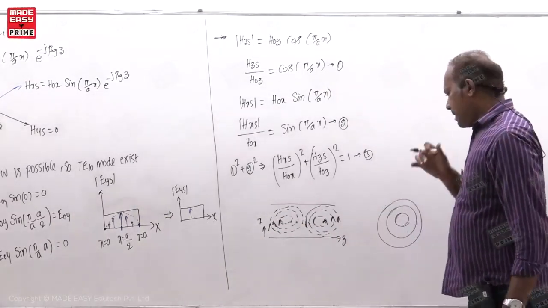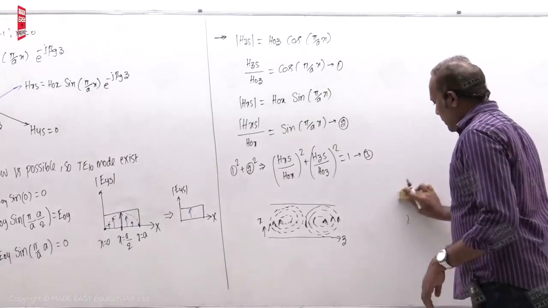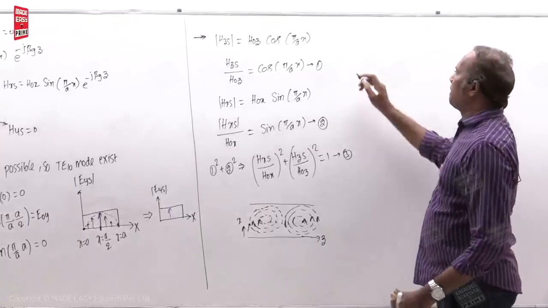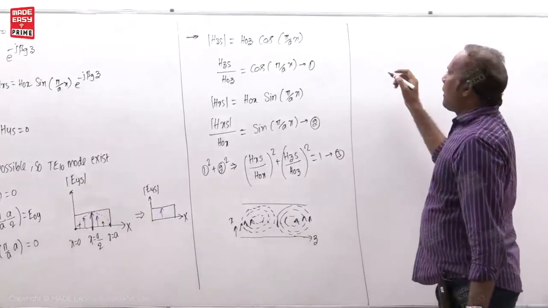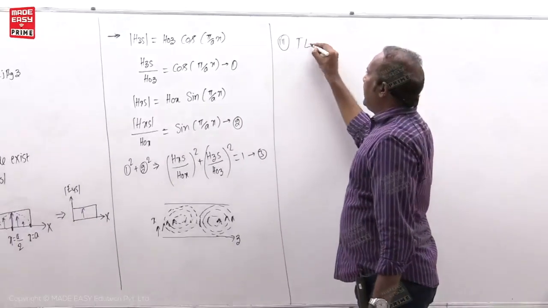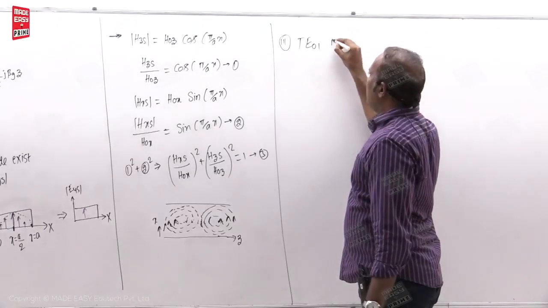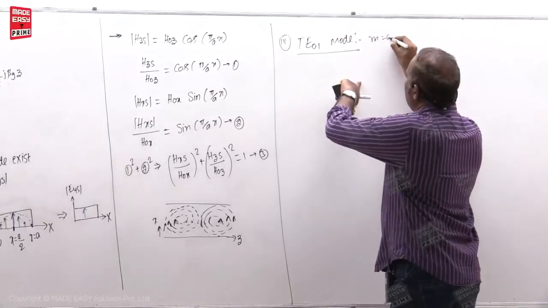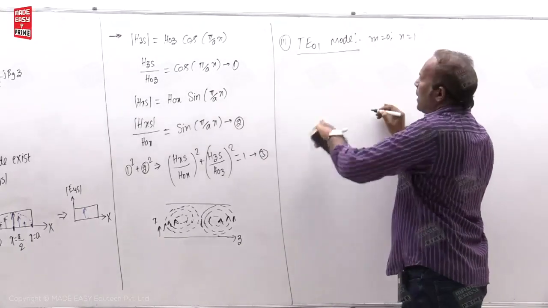Okay, right. Now, third one, TE01 mode. That means m is equal to 0, n is equal to 1.